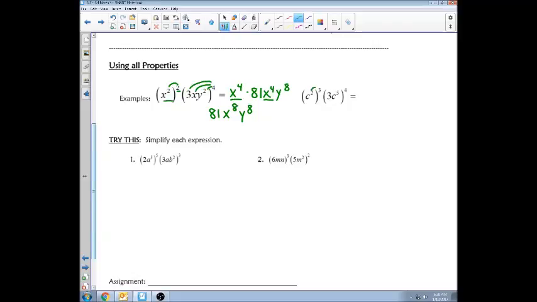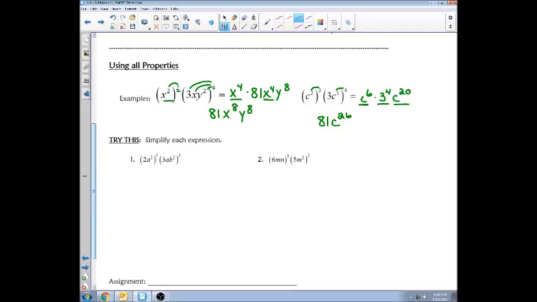For the second one, I have c squared raised to the third, so that's really c to the 6th, times 3 raised to the 4th, and then I have c to the 5th raised to the 4th, which is c to the 20th. Well, 3 raised to the 4th power, I'm sorry, is going to be 81. Then I have c to the 6th and c to the 20th. I'm going to add my exponents, so it would be c to the 26th.